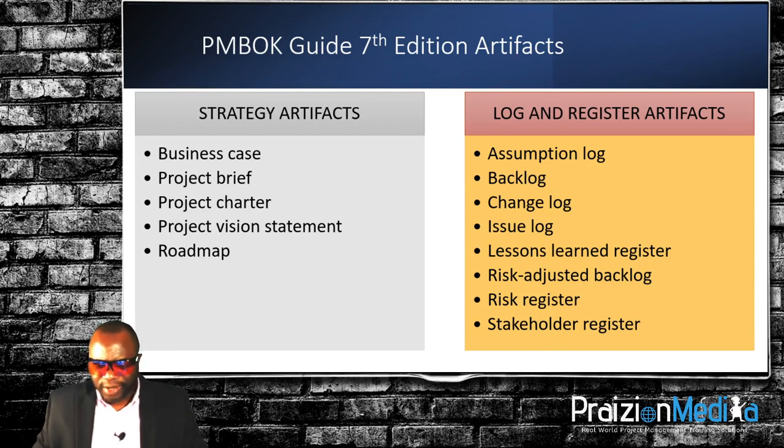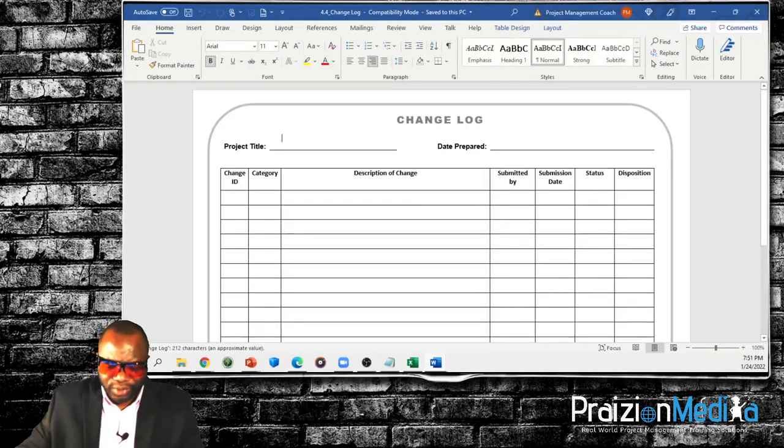Next one here is a change log. The change log is, as it sounds, a log of changes. And a change log is used to log changes that you encounter throughout the project. There's an example of a change log. It says a comprehensive list of changes submitted during the project and their current status. So you could get a change request, but you need to log the changes so you keep track of them. And that's an example of how you would do that.